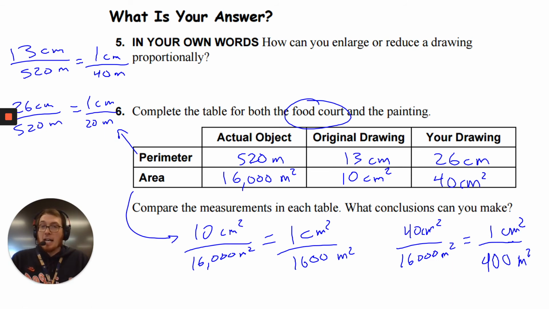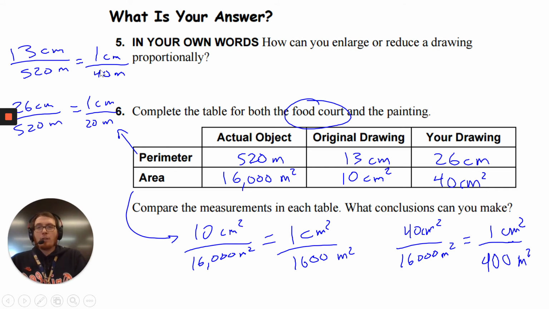Area, however, is not as simple. For area, if I take the original drawing divided by the actual object, you'll notice it's 10 over 16,000, which is 1 over 1,600. And if I do the same for the other picture, it's 1 over 400. What you want to start to realize, and again, this will take time to figure out, so don't focus as much on this aspect as just finding the numbers with cross multiplication.